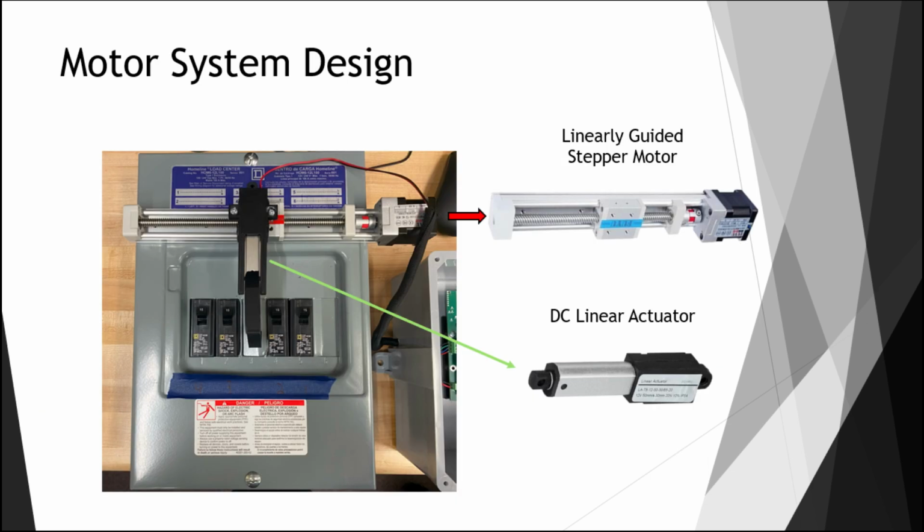Here is the motor system design for BEAM, and in the bottom right you can see the DC linear actuator, which is one of the motors we are using and is responsible for the physical switching of the circuit breaker along with its 3D printed attachments. The second motor we are using in the top right is the linearly guided stepper motor and is responsible for moving the actuator to different circuit breakers across the panel.